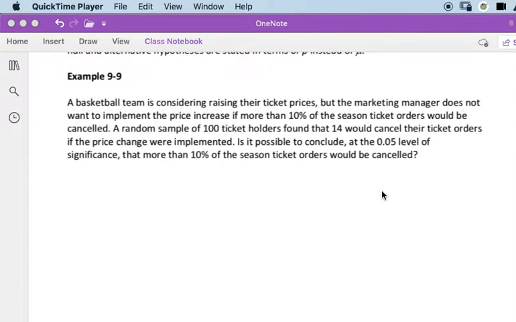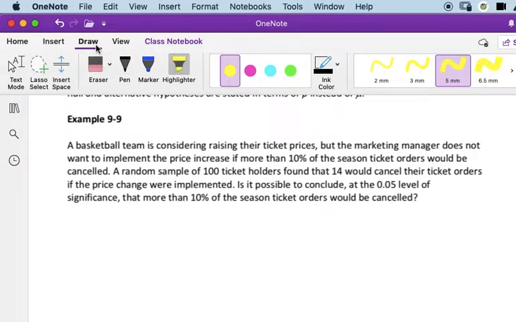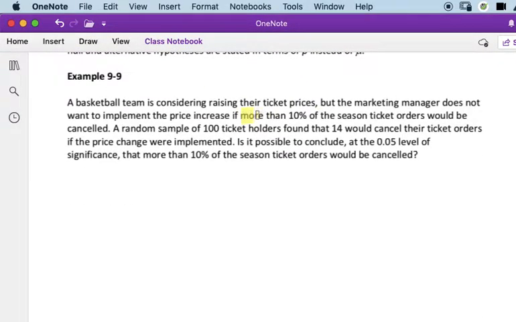A basketball team is considering raising their ticket prices, but the marketing manager does not want to implement the price increase if more than 10% of the season ticket orders would be canceled. A random sample of 100 ticket holders found that 14 would cancel their orders if the price change were implemented. Is it possible to conclude at the 0.05 level of significance that more than 10% of the season ticket orders would be canceled? So my claim here is that more than 10% of the orders would be canceled.